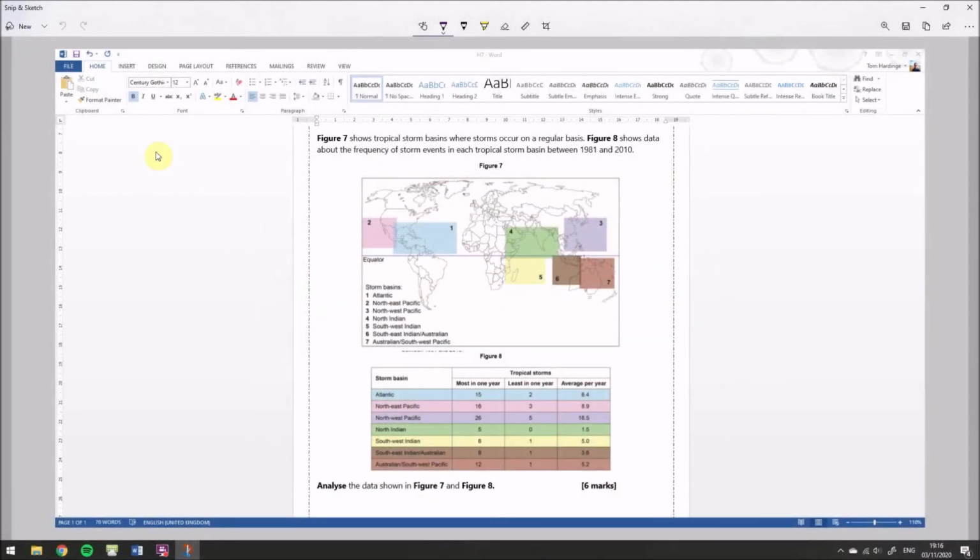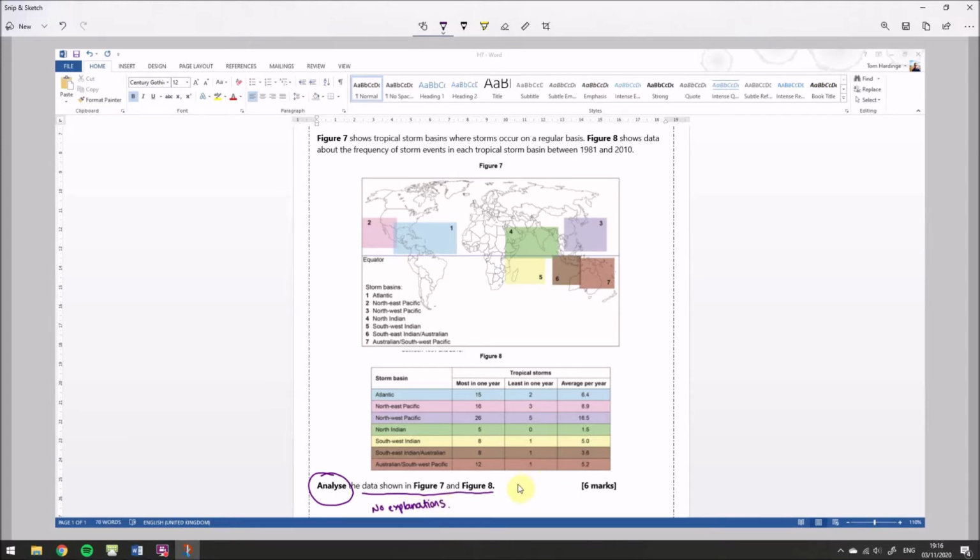Okay, and then if we turn our attention to the second question, we've got a 6-mark question here, and this type of question is an analysis question, an analyze question, where we really just want to be focusing on the data that is shown in front of us. So in this case, in figures 7 and 8. So we don't need to give any explanations. We don't need to be explaining any patterns or offering any reasons.